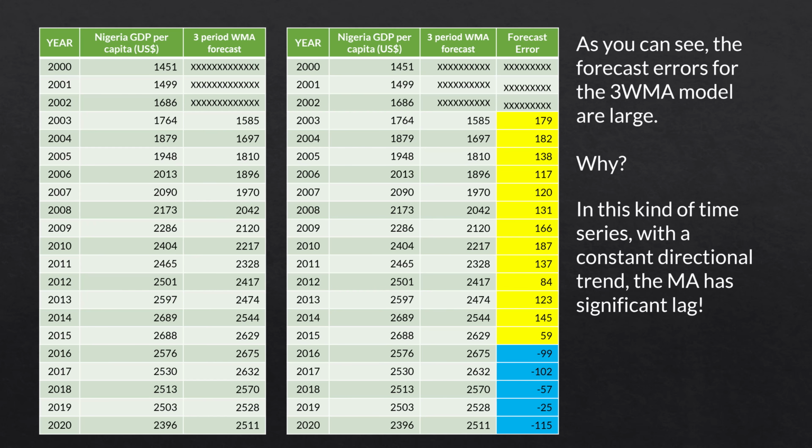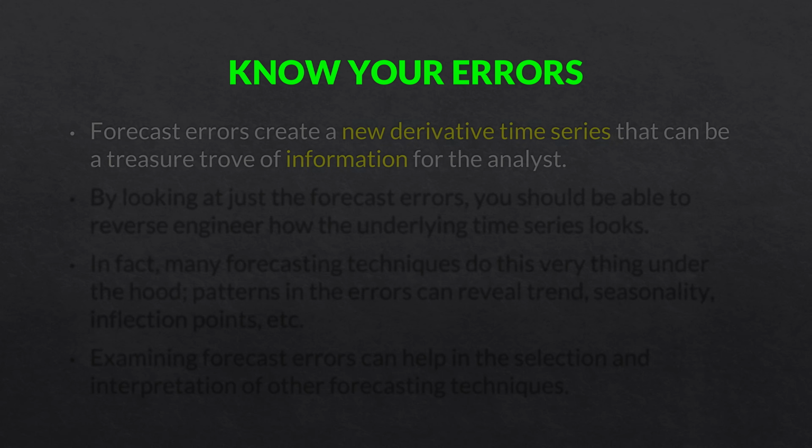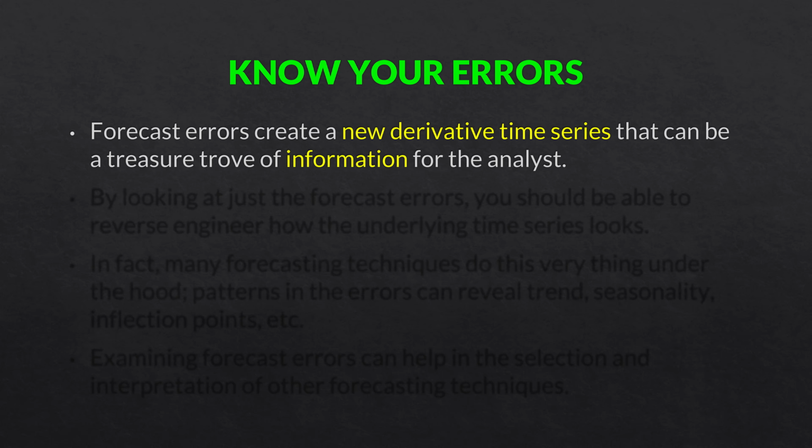That's why in this case, we will see that the naive forecast might end up being the best. So in this case, the most recent observation is very important because of the upward trend. So always know your errors. Forecast errors create a new derivative time series that can be a treasure trove of information for you, the analyst.